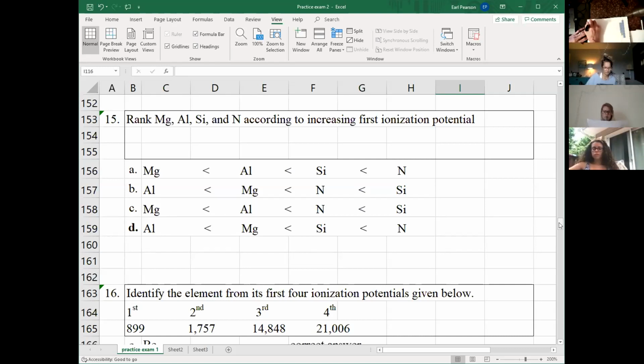Okay, so number 15. Magnesium, aluminum, silicon, and nitrogen. And we're comparing first ionization potential.